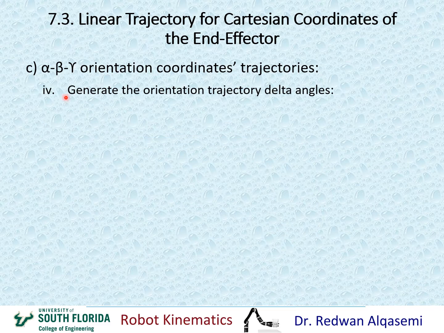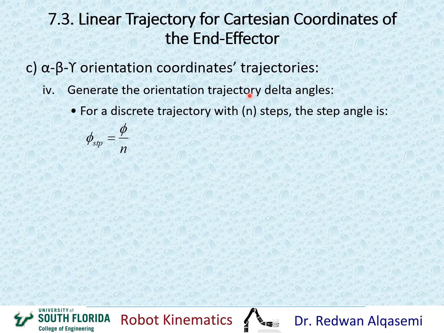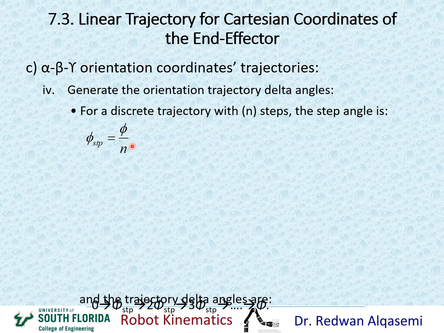The fourth step is generate the orientation trajectory delta angles. And I call them delta angles because they are angle differences, so there are differences between one step and another. So at this point, we have to differentiate between discrete trajectories or continuous trajectories. If we're looking for discrete trajectories with n steps, so we're given n steps, then the step angle would be phi step equals phi divided by the number of steps.